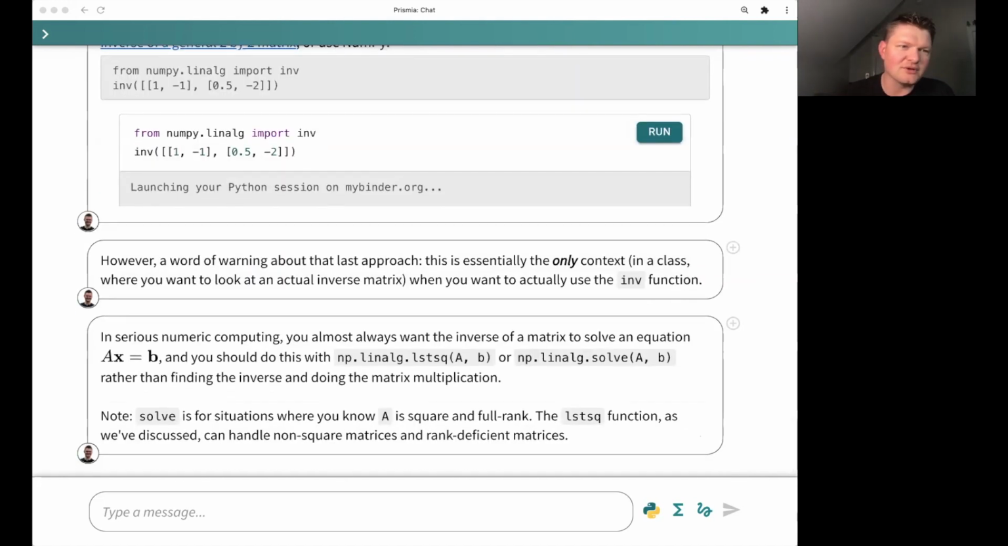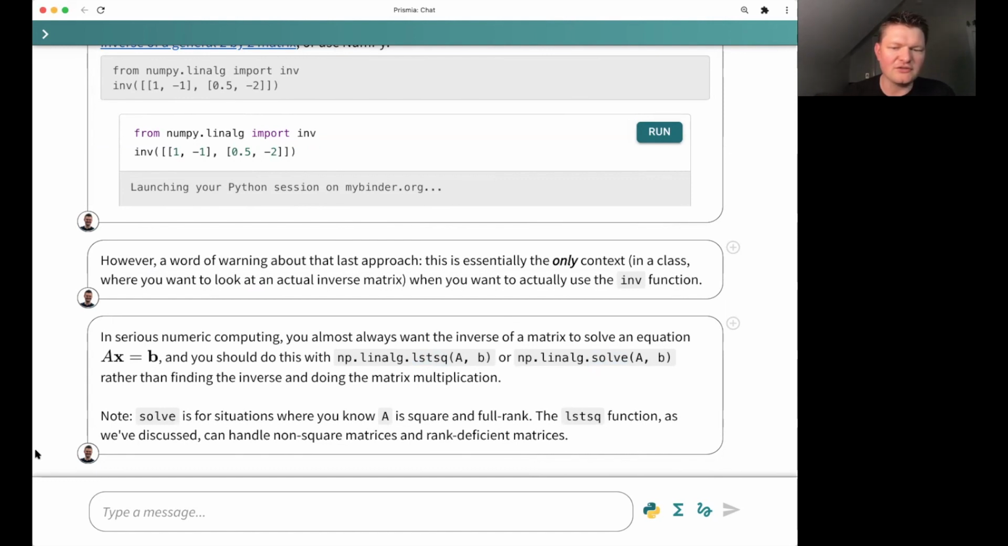And so this is kind of a truism in numerical linear algebra. It's one of the first things you would learn in a numerical linear algebra course. You don't want to be using the inverse function. Instead, you want to be using the function that solves the equation. So for example, in NumPy, that's the least squares function that we've already talked about. So numpy.linalg.lstsq, or solve will also do the same thing.